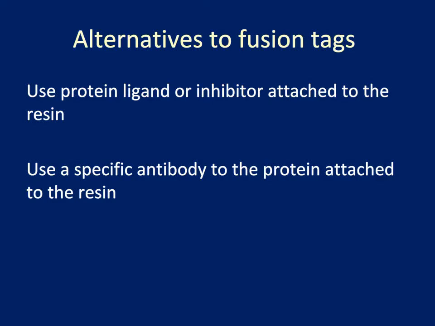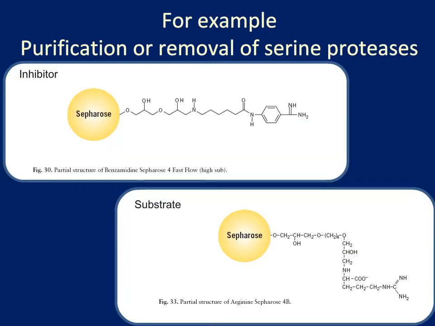There are other ways to use affinity chromatography beyond fusion tags that utilize the protein of interest's natural ligands or inhibitors, or utilize antibodies that have been raised to that particular protein. This approach requires one to use chemistry to attach ligands or inhibitors or the antibody chemically to the matrix. There are many matrices that have activated functional groups that can be used to attach molecules of interest to them.